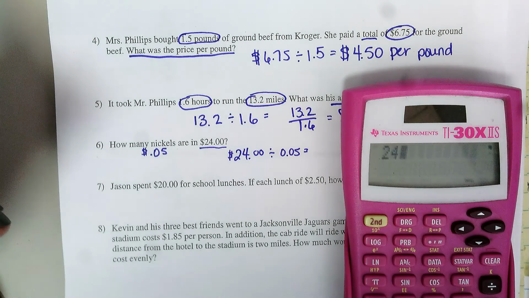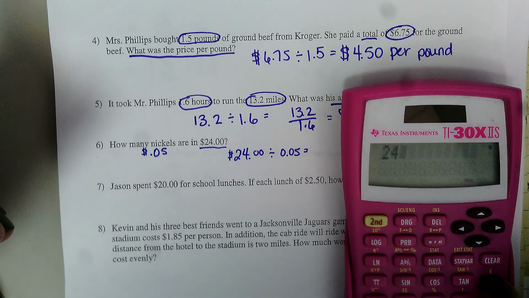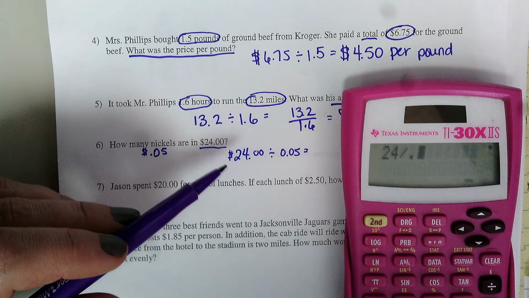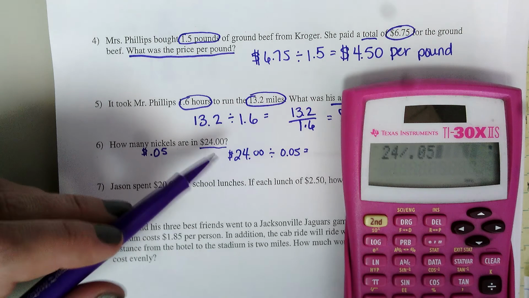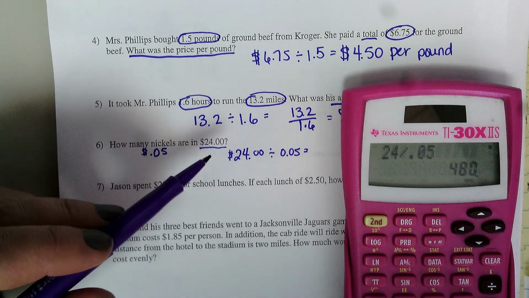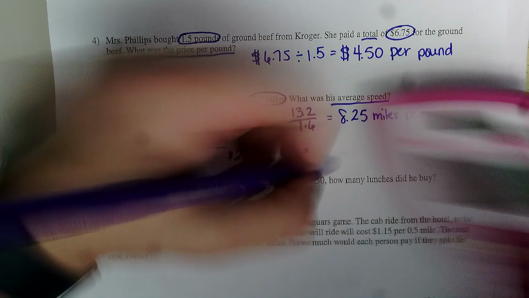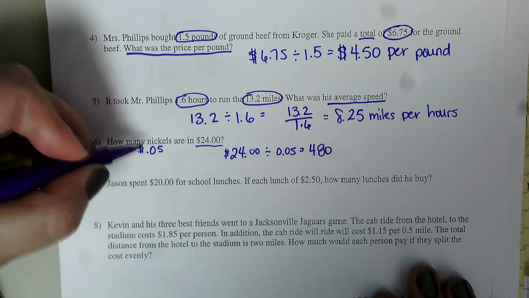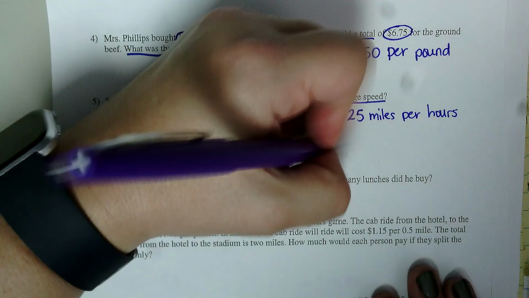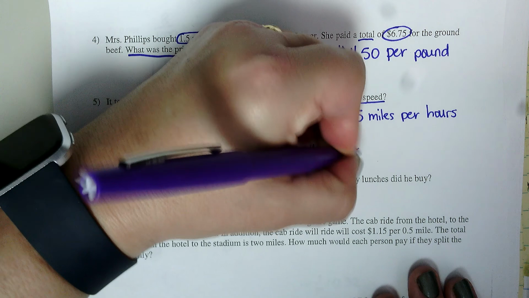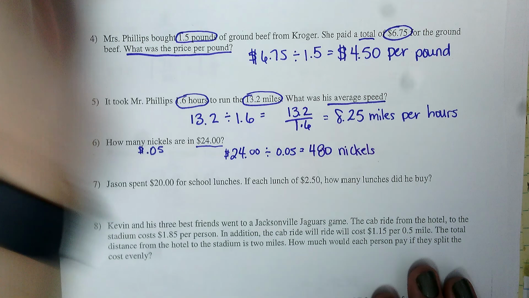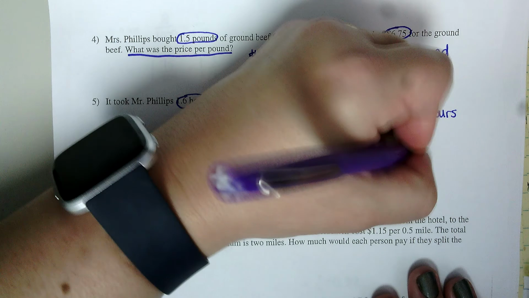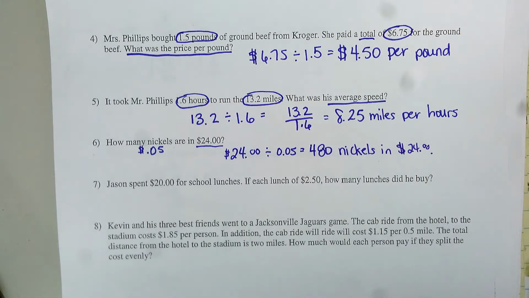So we're going to say 24 divided by, not just 0.5, because that's 50 cents, 0.05. And you get 480. So that means there's 480 nickels in $24. Okay.